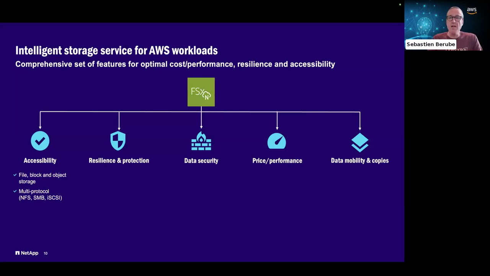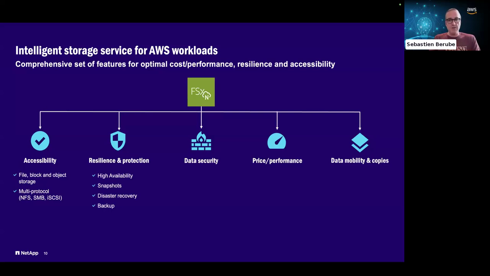Now let's move on to resilience and protection. The number one thing about resilience is that ONTAP offers high availability, regardless of the deployment type that you choose. When you deploy FSx for NetApp ONTAP, you will be provided with a highly available deployment.